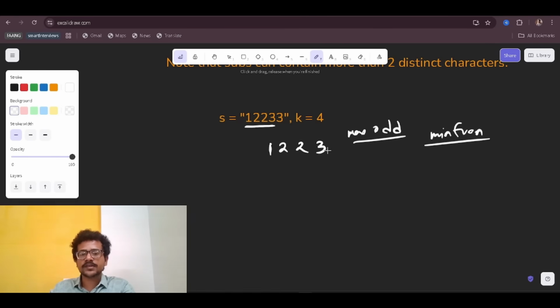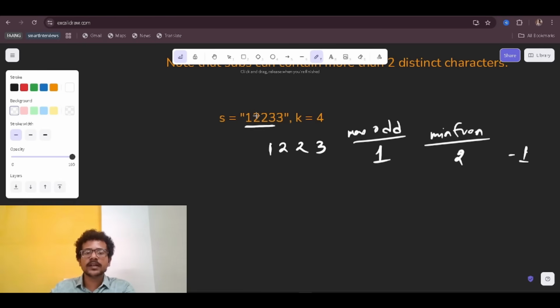So odd is just 1 and 1, right? Character 1 is occurring one time, character 3 is also occurring one time. So maximum odd is just 1. Now minimum even is just 2 occurring for 2 times. Now 1 minus 2 will give us minus 1.